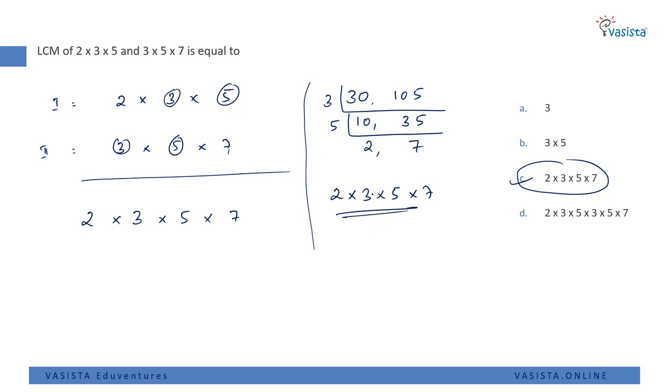So if they ask like this, then you need to multiply, then the answer will be 210. This least common multiple is 210. But here you are supposed to select this, right? Option C is the right one.